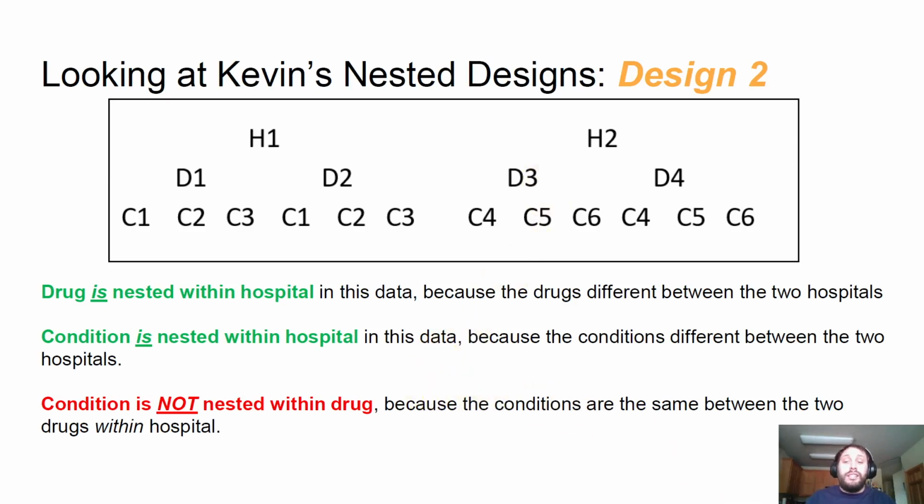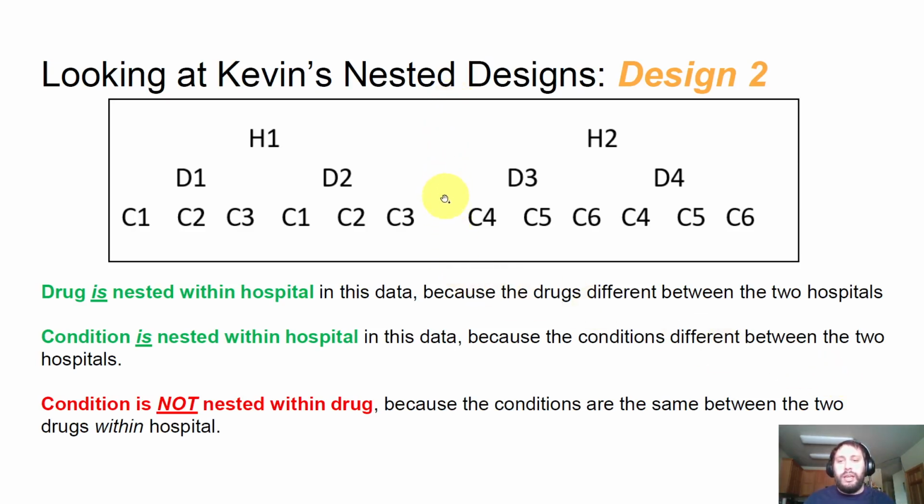Next, we can see that condition is nested within hospital in this data because conditions are different between the two hospitals. So if we split it by hospital, we see that within hospital 1 we only have conditions 1 through 3, and in hospital 2 we have conditions 4 through 6 only. Because they differ between hospitals, we can say that they are nested within hospital and no interactions can be run between the two. Lastly, we can say that condition is not nested within drug because the conditions are the same between the two drugs within hospital.